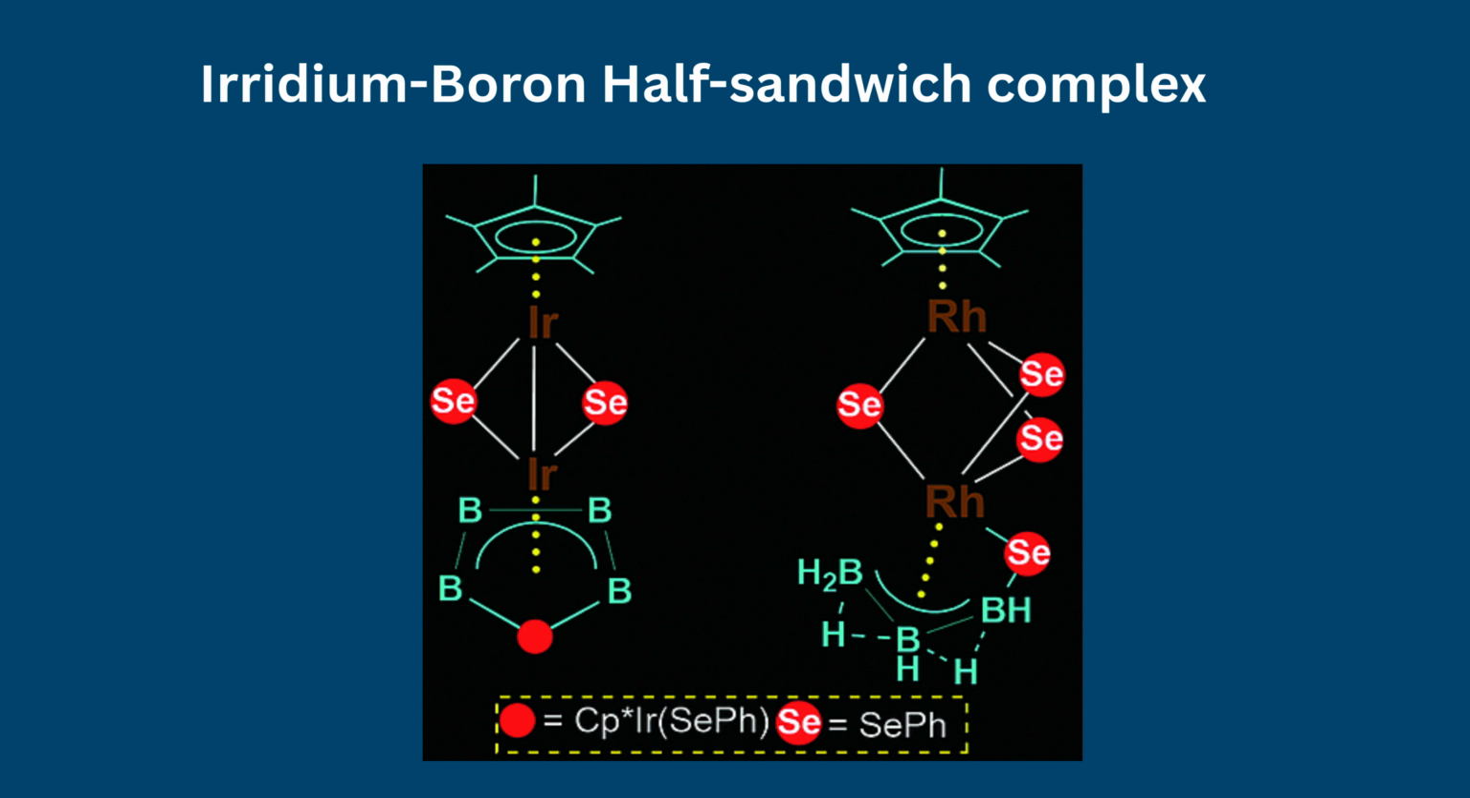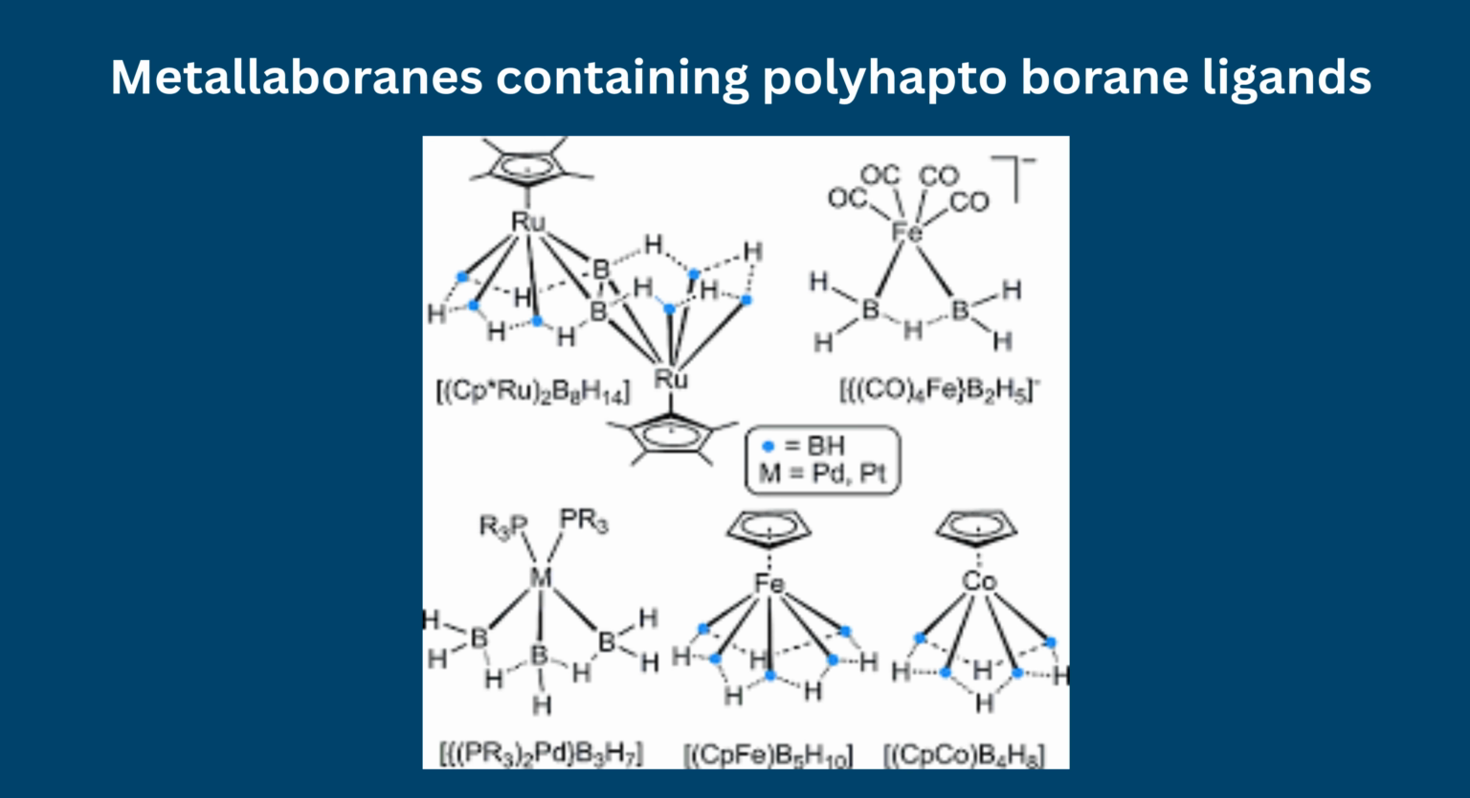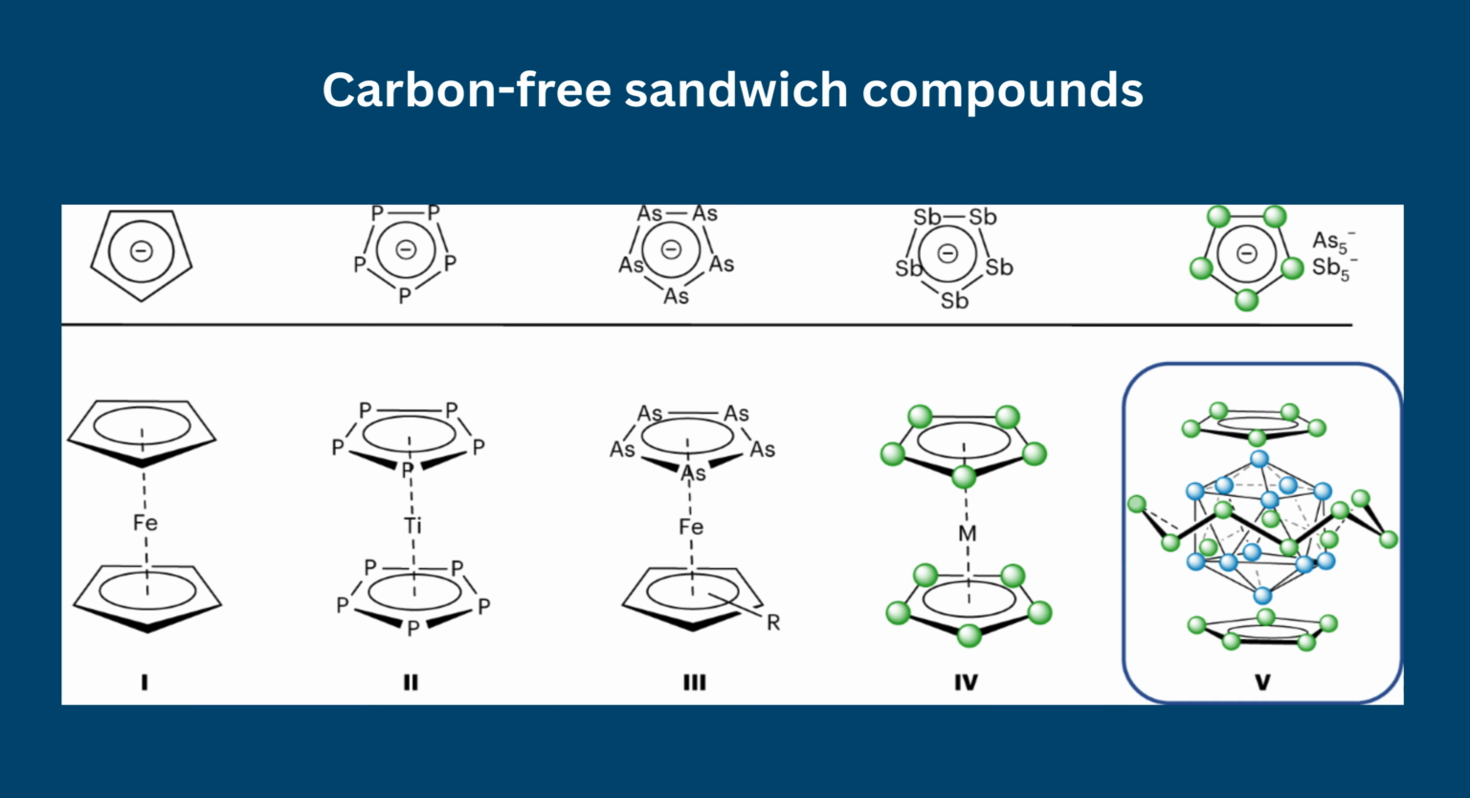Similarly, attempts to construct transition metal-boron sandwich complexes have historically resulted in incomplete coordination. For example, in ruthenium-boron systems, only partial complexation was observed, with one boron ligand exhibiting pentahapto coordination while the other exhibiting trihapto coordination. These limitations underscore the difficulty in achieving symmetric, neutral, and fully coordinated carbon-free sandwich complexes.